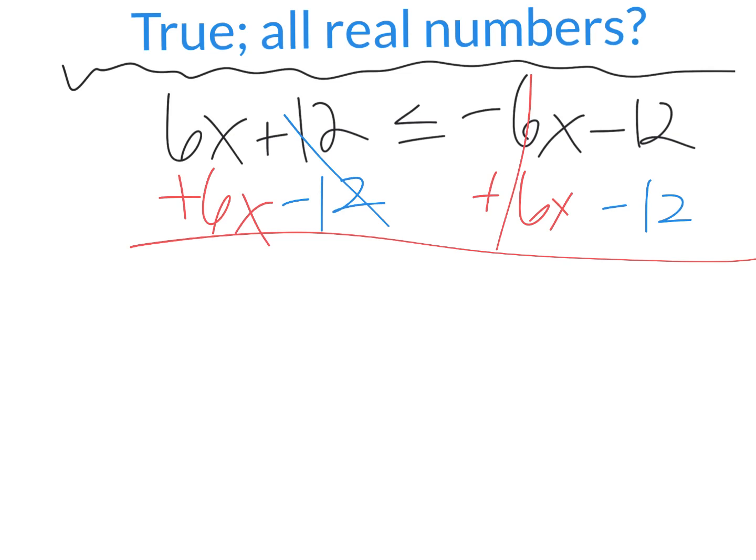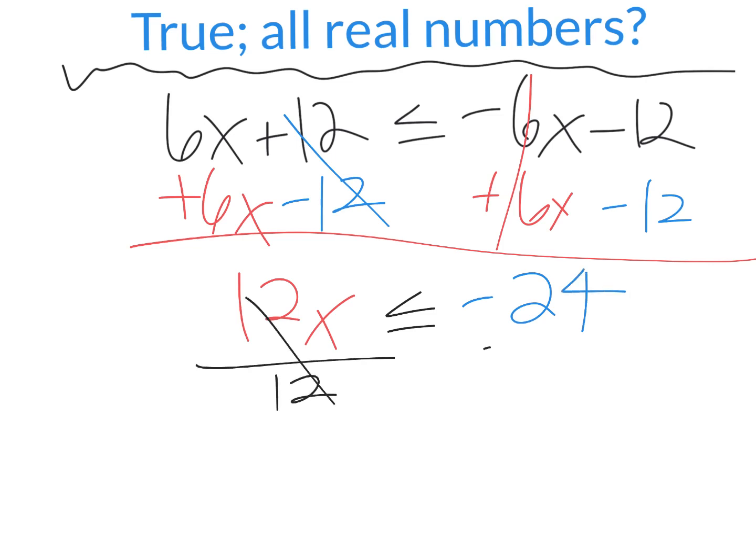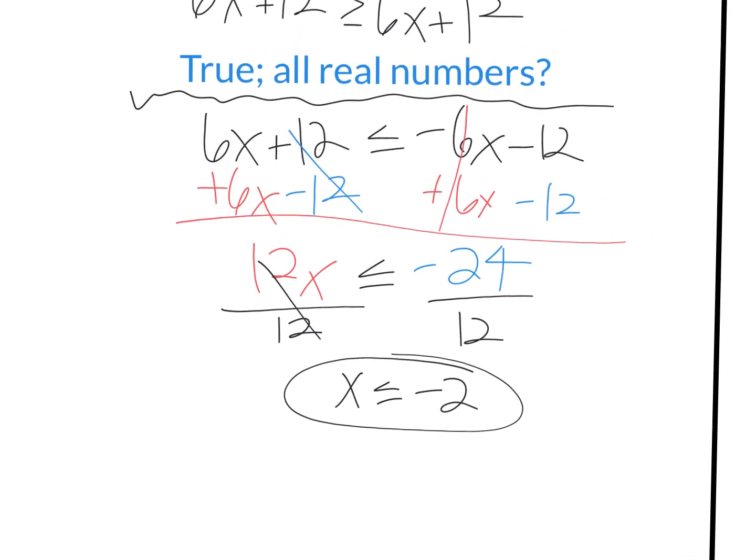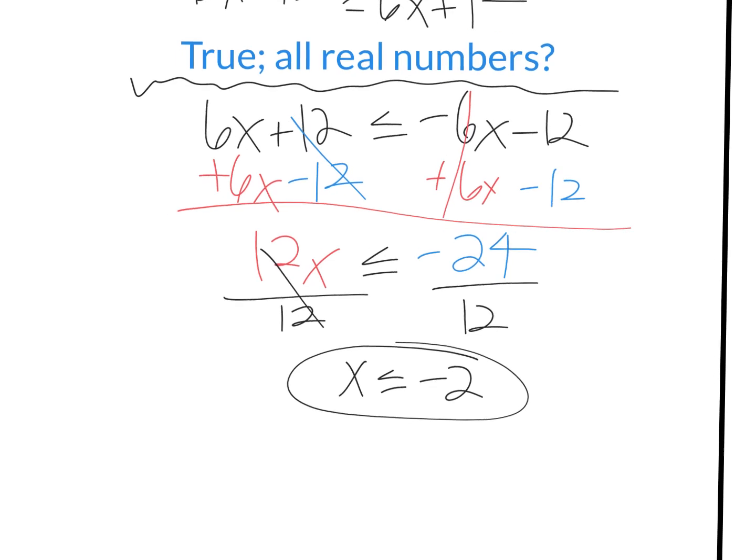So let's see here, 6x plus 6x is 12x. That's going to be less than or equal to negative 12 minus 12 is negative 24. And so we're going to divide by 12 here, and we're going to get x is less than or equal to negative 2. So this is an OR problem. Your answers were all real numbers, and x is less than or equal to negative 2.